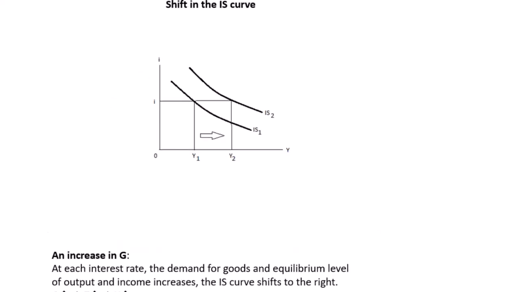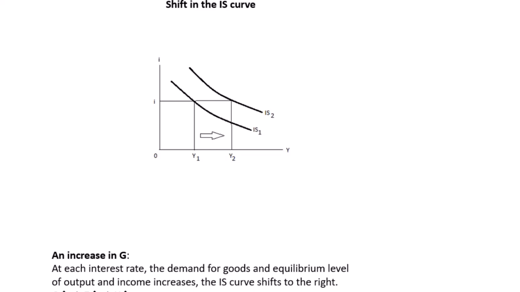Now, let's see what happens with a shift in the IS curve. We said a change in the autonomous component will cause a shift in the curve. It could be government spending, investment spending, or consumption spending. In this particular example, we talk about an increase in G, which we know is government spending. Your interest rate doesn't change. It remains the same. At the interest rate I, the original spending was IS1.